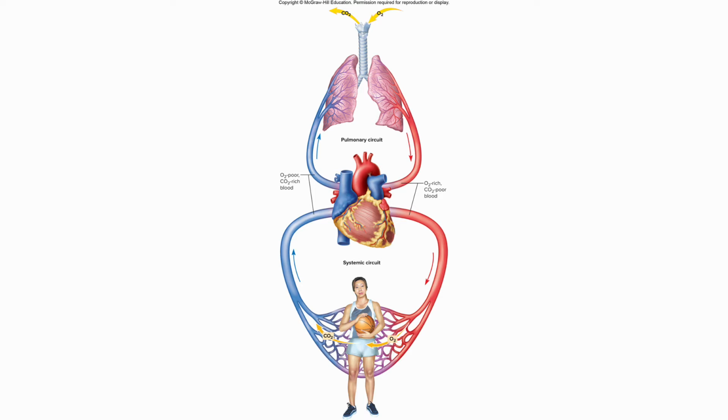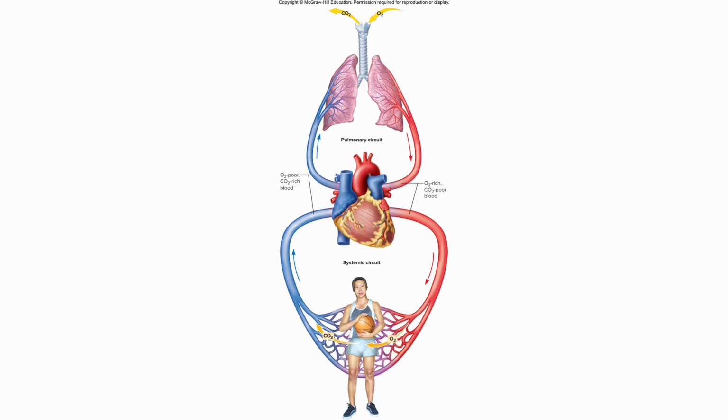Oxygen-rich blood is usually red in diagrams. Oxygen-poor is usually blue. What you're typically familiar with probably is the systemic circuit, where arteries have oxygen-rich blood, veins returning back to the heart have oxygen-poor blood. The pulmonary circuit is the exact opposite.